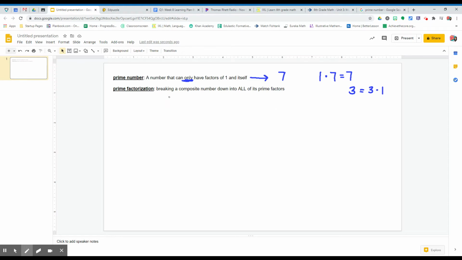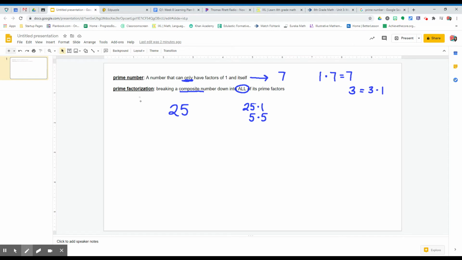So prime factorization is breaking a composite number down into all of its prime factors. Composite numbers are any number where you can have more than one factor to multiply together to get the number. So let's go ahead and get started with an example to show you what I mean. We're going to start with 25. This is a composite number. The reason it is composite is not only can you multiply 25 times 1 to get 25, but you can also multiply 5 times 5 to get 25.